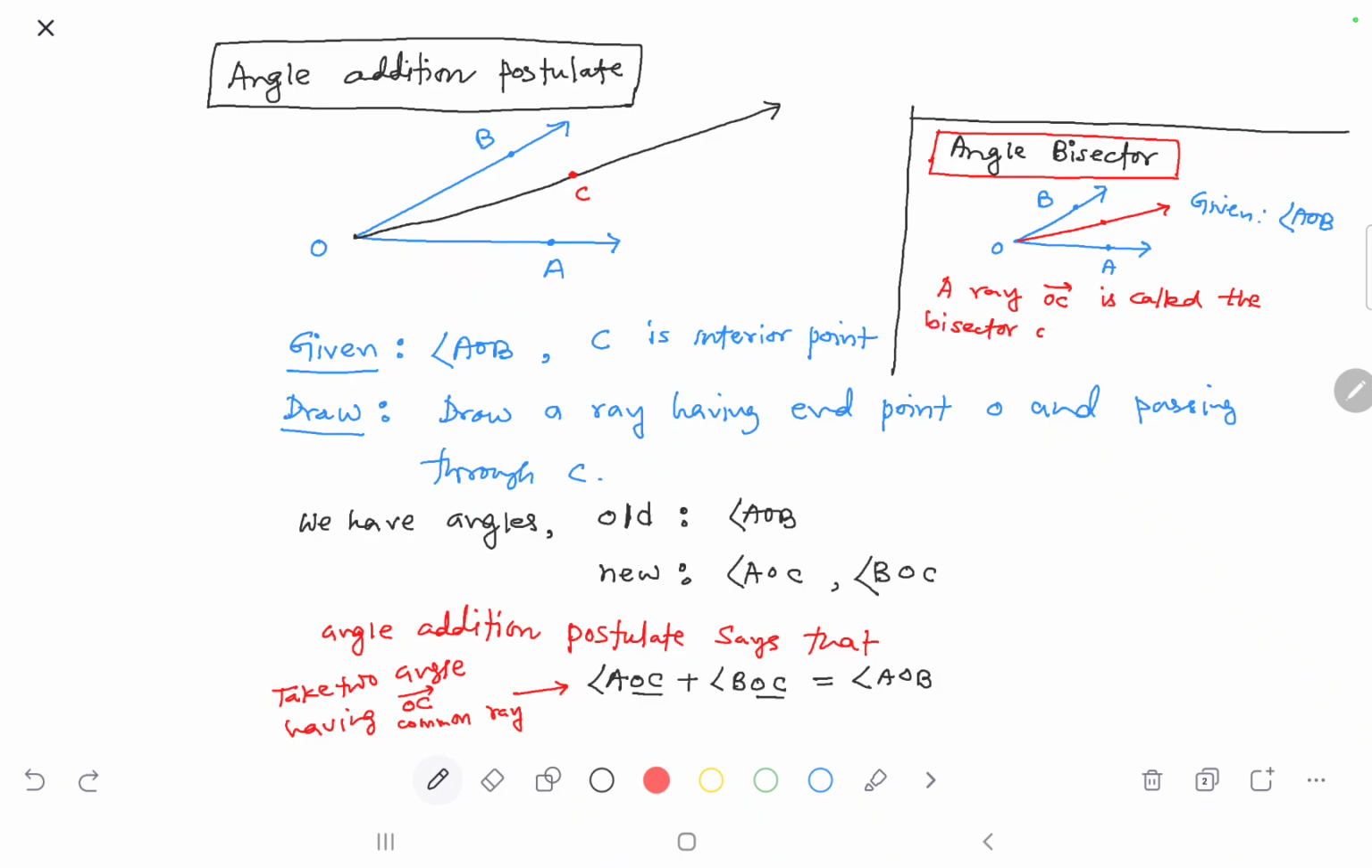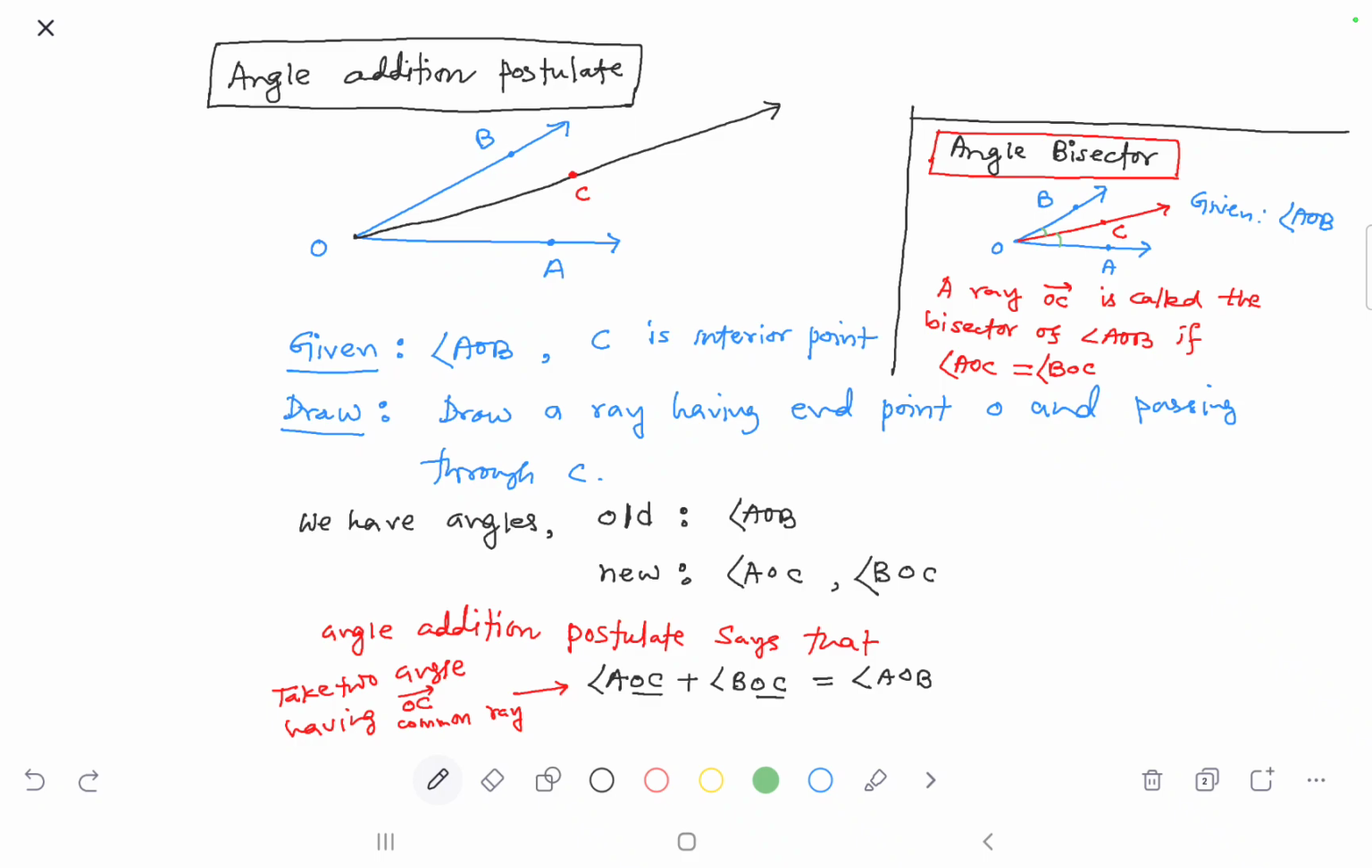OC is the bisector of the angle AOB if angle AOC is the same as angle BOC. Got it, Muhammad? These two angles are the same, this angle is the same as this angle. Did you understand? Yes. Okay.